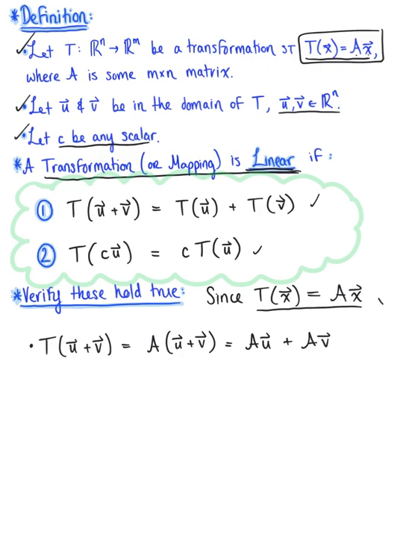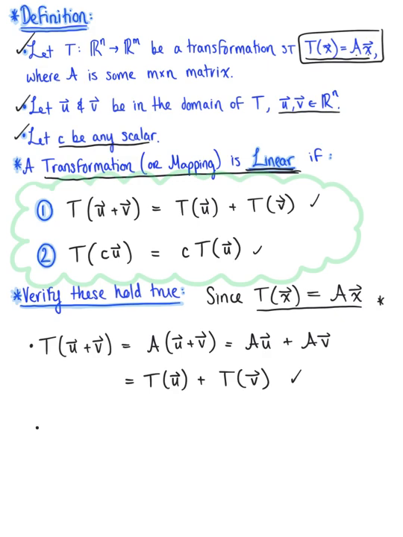Now, by definition of a matrix transformation, we can further rewrite this as the image of vector u under the action of T plus the image of vector v under the action of T. And oops, we did it! Woohoo! So our first property has been confirmed.